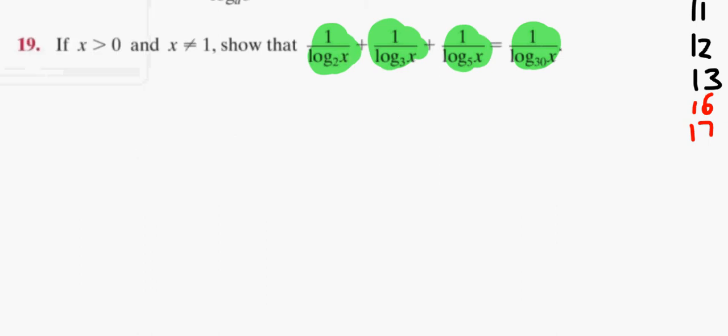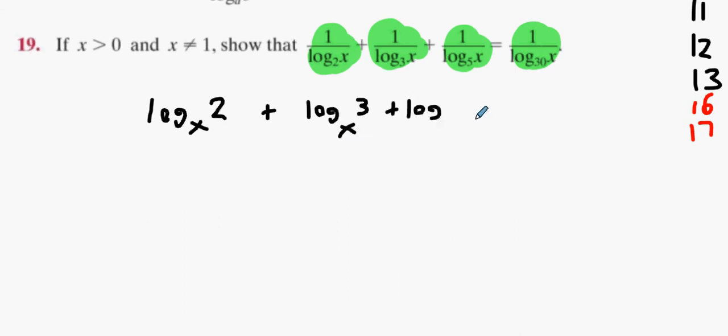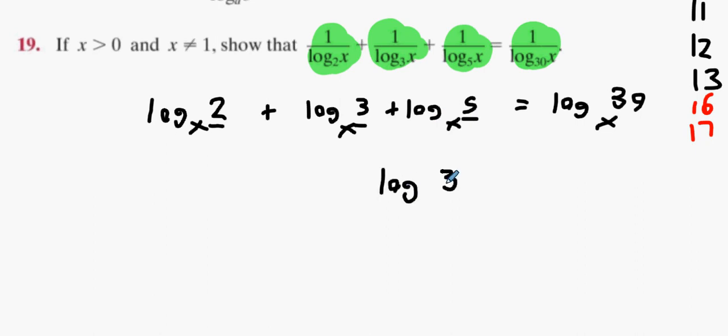1 over log x base 2 is actually the same thing as log 2 base x. Next one, log 3 base x. One after that, log 5 base x. And then the last one. Alright? And finally, what's 2 multiplied by 3 multiplied by 5? There you go. Proved they're equal, haven't I? That turned out to be pretty handy.